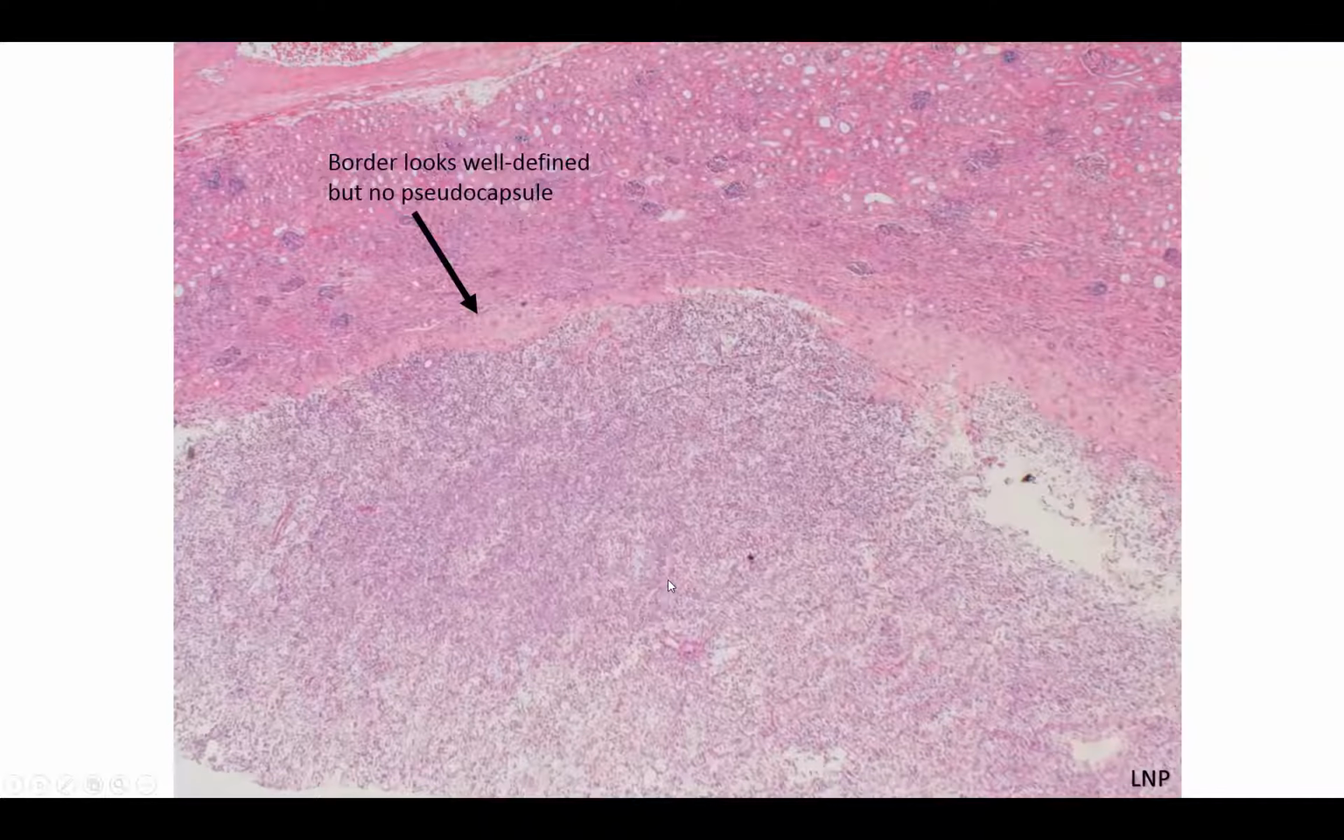So this is a relatively low power view of a clear cell sarcoma of kidney. And again, one thing that I'd like you to try to appreciate here from this photomicrograph is that the border's fairly well defined. We can see that the normal kidney is here, and then it stops, and then the tumor is here, but we don't really have a fibrous pseudocapsule. So that again should make you think, this may not be Wilms, this may be something different that we're dealing with.